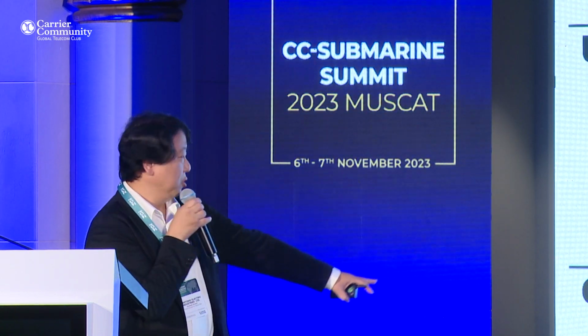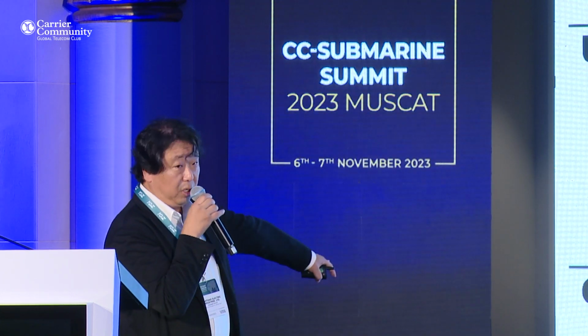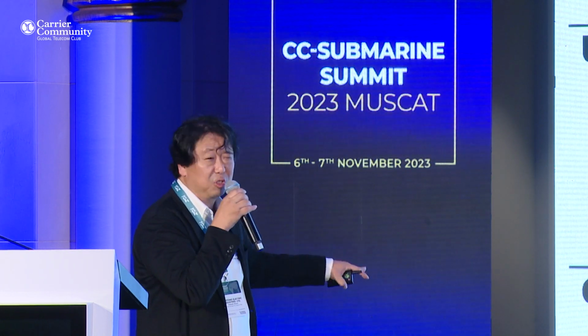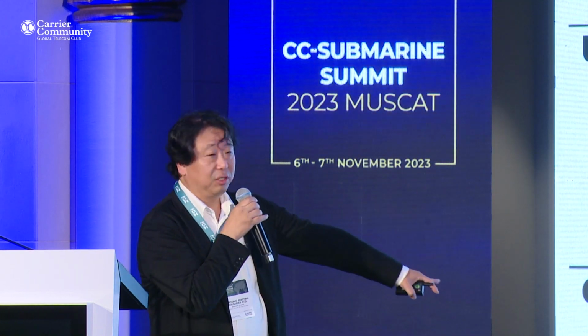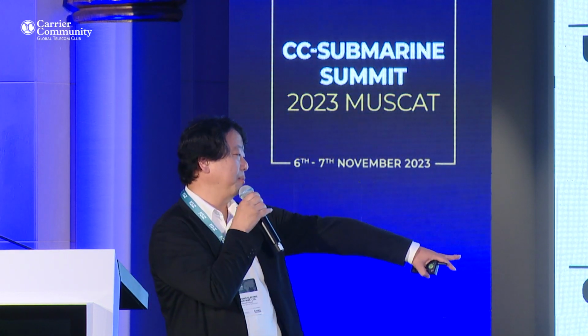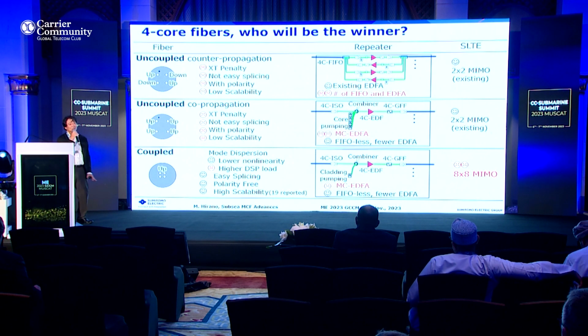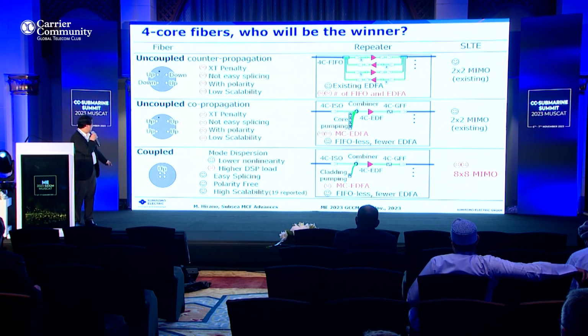Splicing is easy because the core is concentrated in the center. Polarity free. You do not need to identify each core. This is almost a single core type. And high scalability. At this year's OFC, we reported 19 coupled cores in a 125 micron glass diameter. Okay, so high scalability. Yes, and the 7-core fiber is easy.